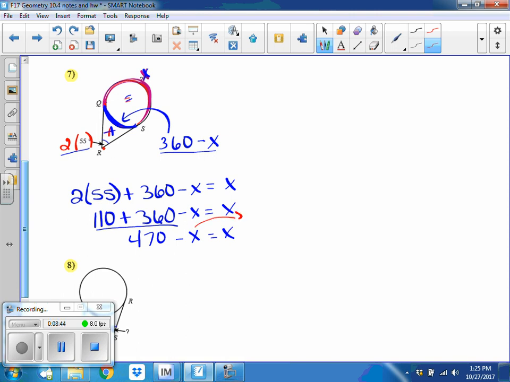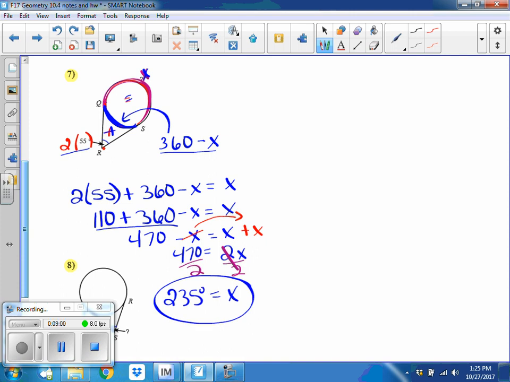Bring that over there, so you'll add x to get rid of it. 2x equals 470. Divide by 2, and x equals 235. And that's degrees, the measure of that arc.